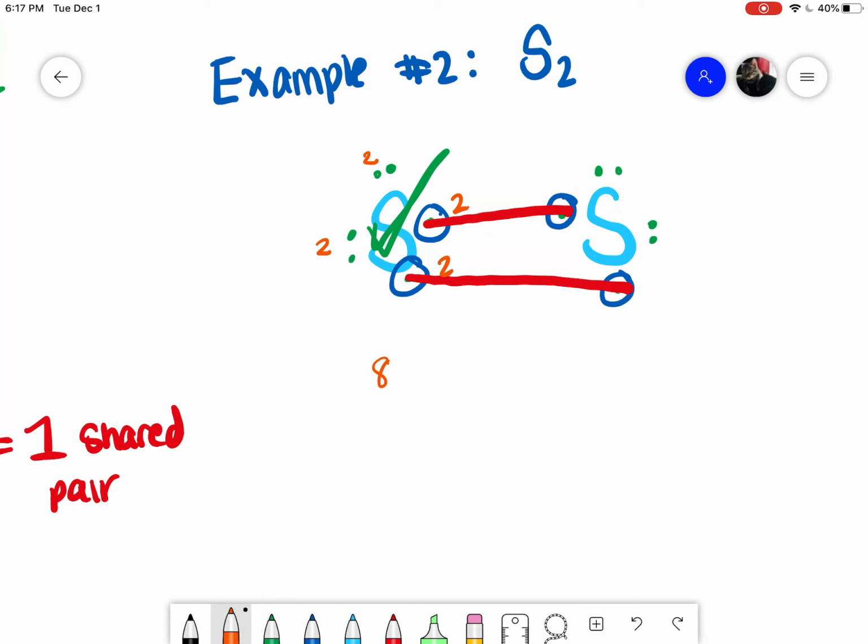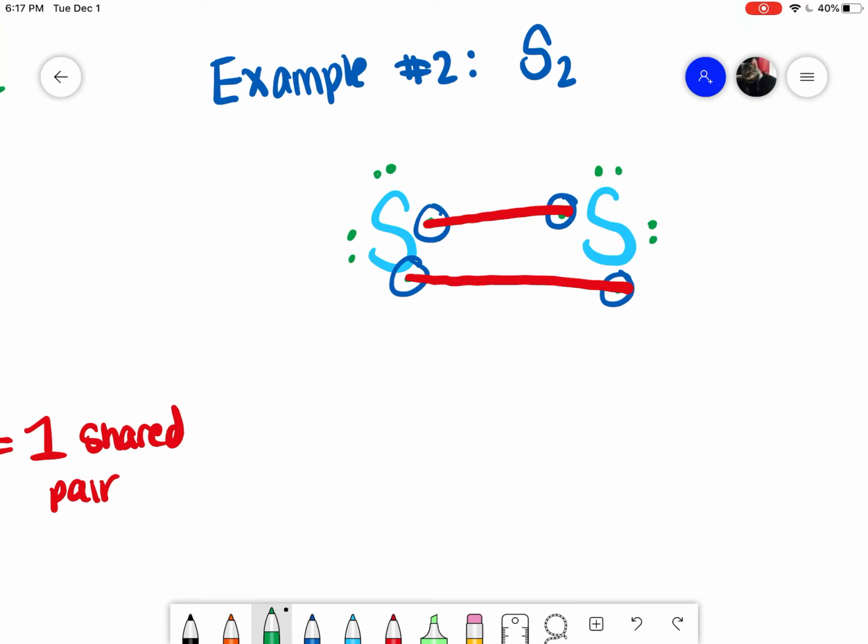And again, the other sulfur again has 2 shared pairs, so that's going to be 4, and then 2 lone pairs, which is going to be another 4. It also has 8 valence electrons now, so this one has also met the octet rule. So that is the correct Lewis structure for S2 that shows the covalent bond.